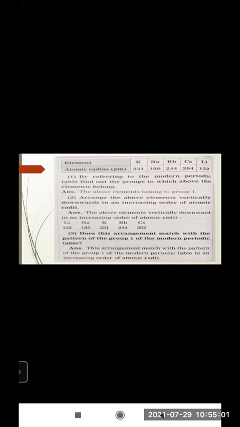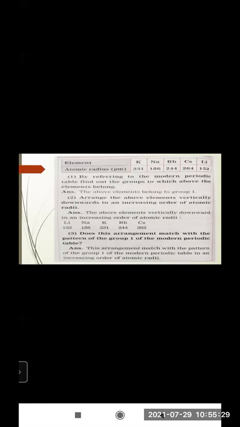Does this arrangement match with the pattern of group 1 of the modern periodic table? This arrangement matches with the pattern of group 1 of the modern periodic table in an increasing order of their atomic radii. Clear? So maybe you understood the difference. In the period, it also matched, but in the decreasing order of atomic radii, whereas here it matches group 1 in an increasing order of the atomic radii.